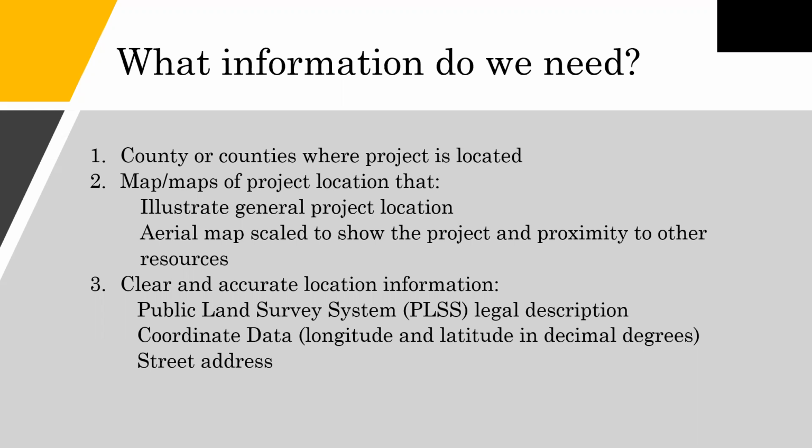Second, we need a map or maps which illustrate the general project location and an aerial map scaled to show the project and proximity to other resources. Third, we need clear and accurate location information. This can be presented as the Public Land Survey System, or PLSS, legal description, which includes the township, range, section number, and meridian, Cimarron or Indian in the state of Oklahoma, and/or longitude and latitude data provided in decimal degrees, and/or the street address of the building, if appropriate.